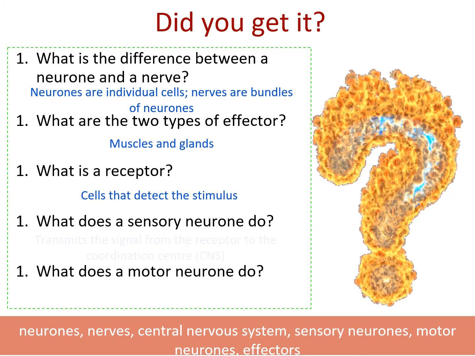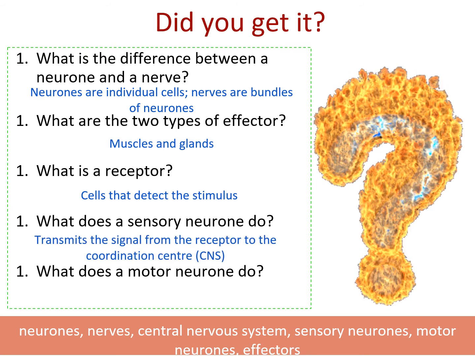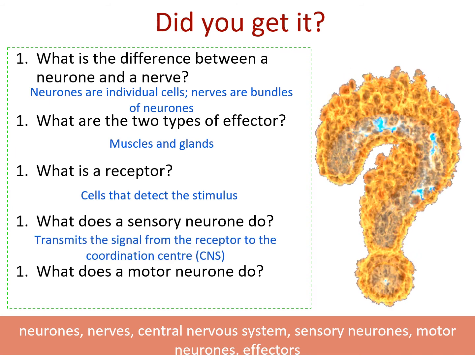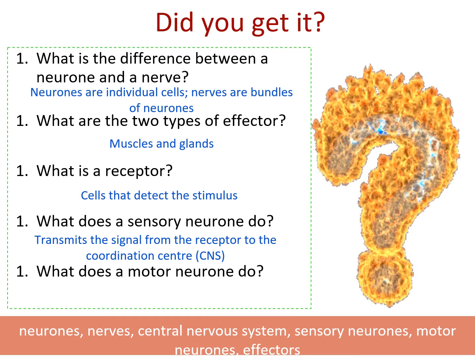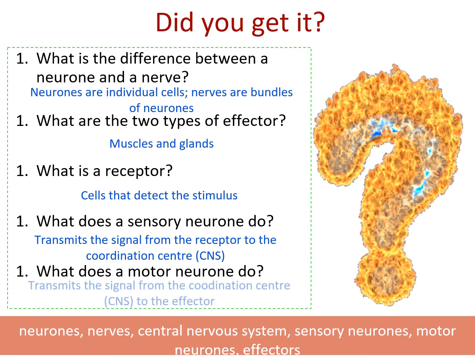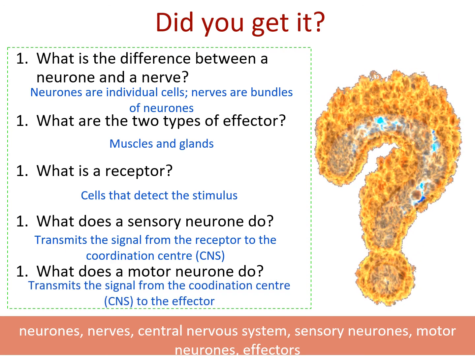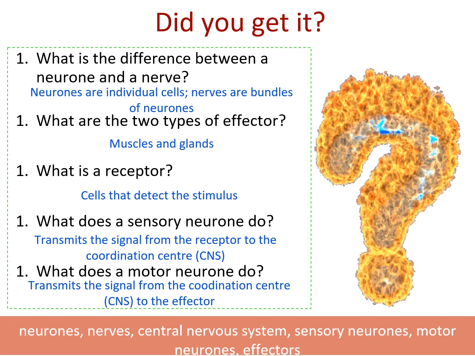What does a sensory neuron do? It transmits the signal from the receptor to the central nervous system or the coordination centre. And what does a motor neuron do? It transmits the signal from the coordination centre or the central nervous system to the effector.